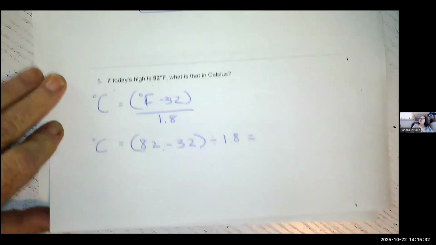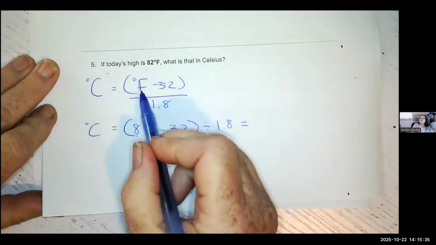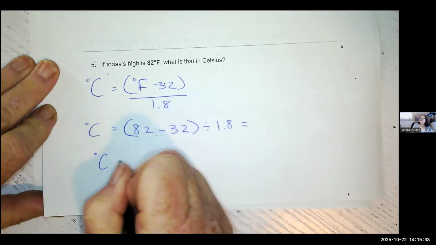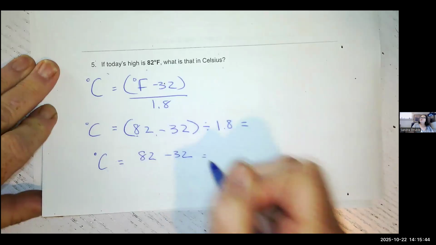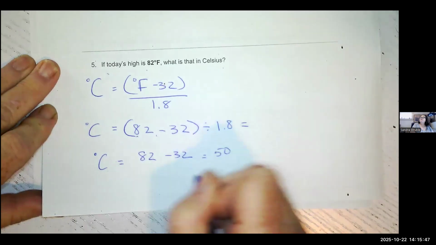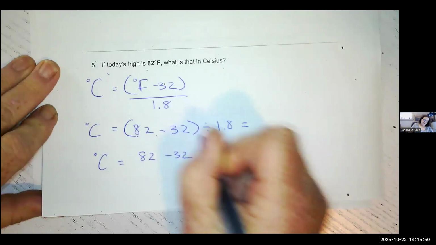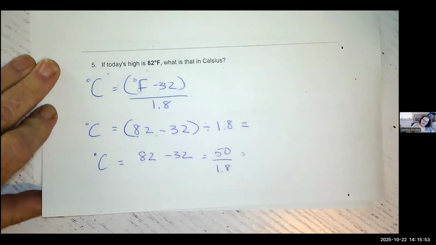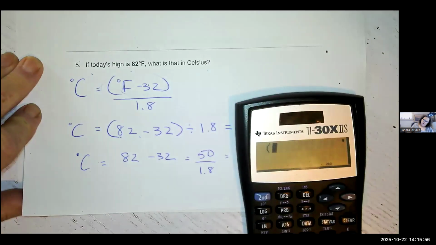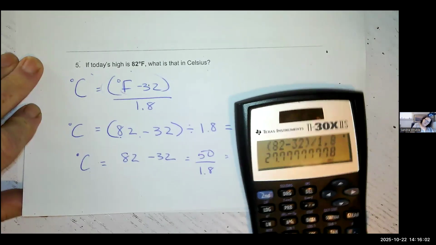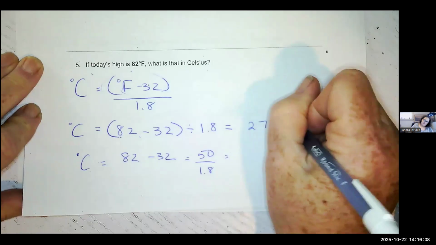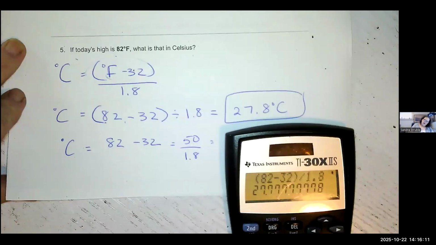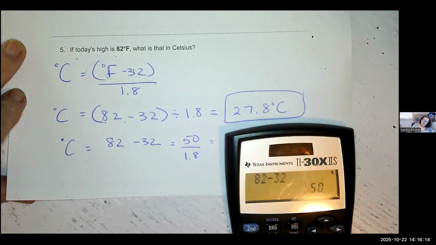If you're going to do top and then bottom, then degrees Celsius is 82 minus 32, which is 50. And then you're going to have to divide that by 1.8. Okay. So I'm going to start with parentheses, 82 minus 32, divided by 1.8. And I got 27.7 continuous. So 27.8 degrees Celsius. Let's see if I got the same thing for the other one. 82 minus 32 equals, and I got 50, and divide that by 1.8 is, yeah.